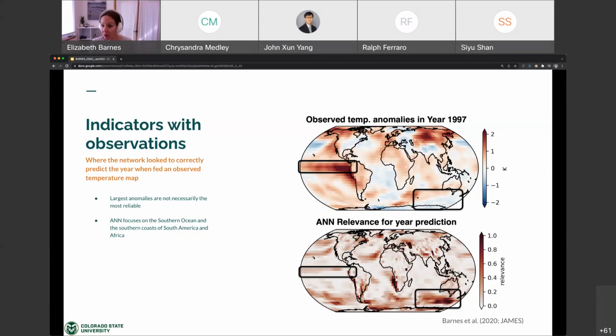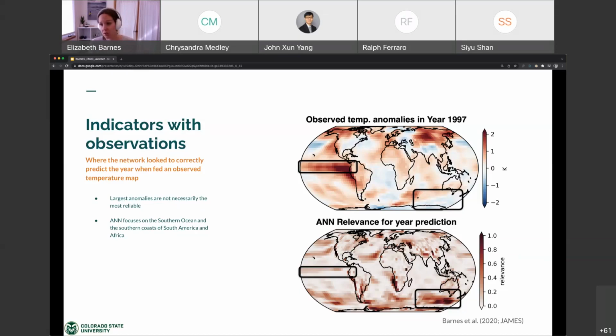And now we can ask the question, where did the network look to know it was 1997? In this case, for the observations, we actually see a slightly different map than we did for the climate models. That is, the network is putting a lot of its emphasis over the Southern Ocean, as well as off the coast of Southern Africa. Now, something important to note here is El Nino. I chose 1997 for a reason. It was a very strong El Nino year, as you can see in the top plot. The network is not using that region to make its prediction, as you can see.